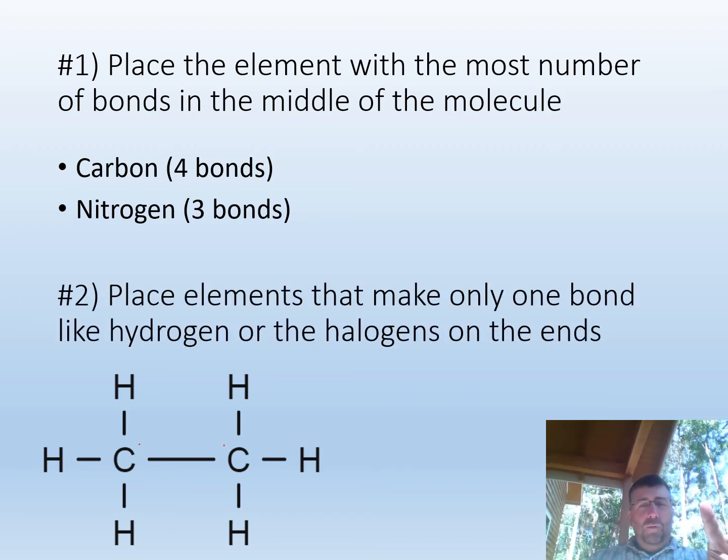Rule number 2, which is place elements that only make 1 bond on the outside of the molecule. Things like hydrogen or halogens, fluorine, chlorine, etc. Always place them on the outside because they can only make 1 bond, so they're not going to be able to go into the middle.